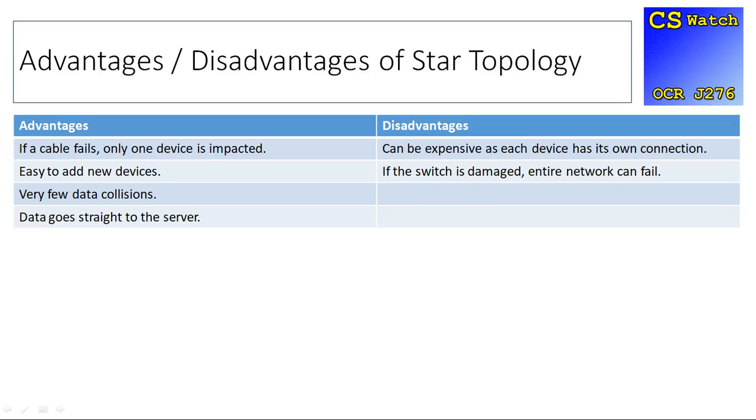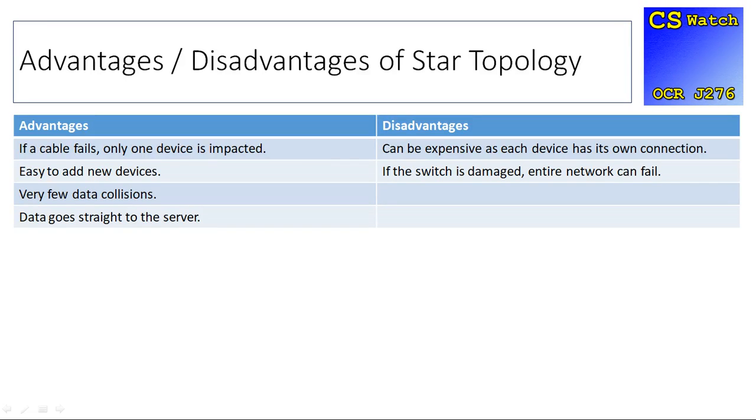As I said previously, if a cable fails, only one of the devices is impacted. It's easy to add new devices. You just get a cable, plug it in and plug it in. Happy days. Because there's only one connection from the server to a device, there's very few data collisions. There's less chance for data to collide with each other, and data can go straight to the server. Very little chance of anything being intercepted.